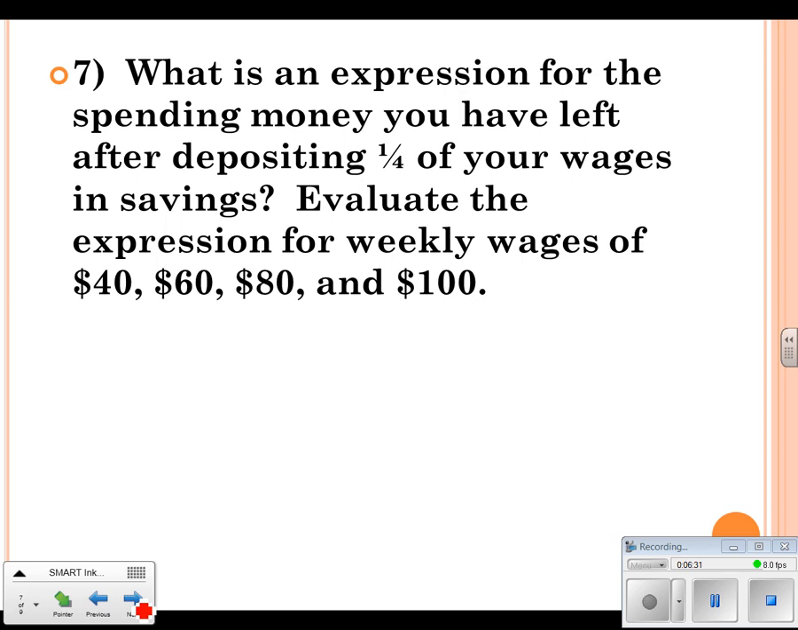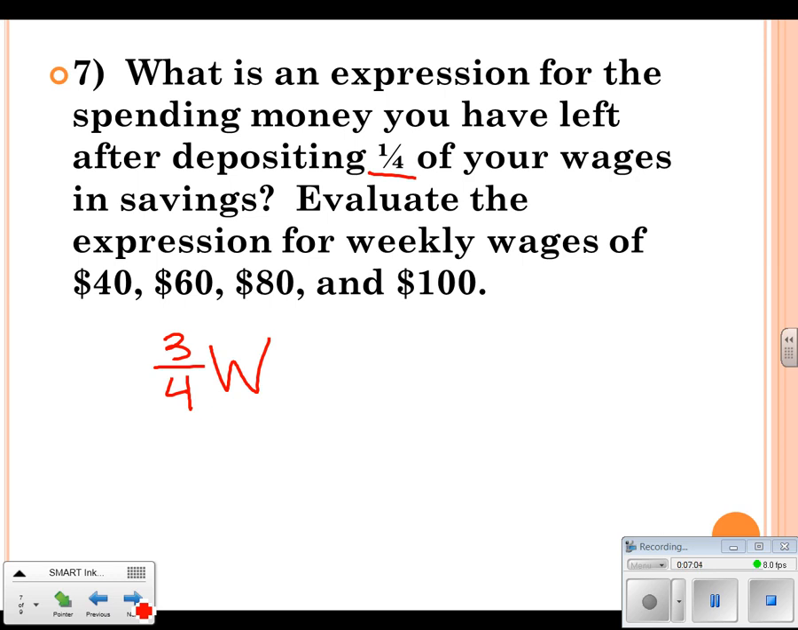What is an expression for the spending money you have left after depositing 1/4 of your wages in savings? Evaluate the expression for the weekly wages of $40, $60, $80, and $100. So if you're depositing 1/4 into savings, that means for spending money, you have 3/4, because that 1/4 and 3/4 gives you all your money. So if you're putting 1/4 away, you have 3/4 in your pocket to spend. So 3/4 of your wages is what you're spending. So that would be our algebraic expression.